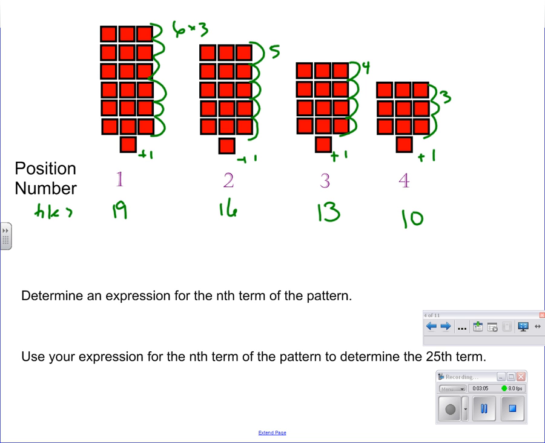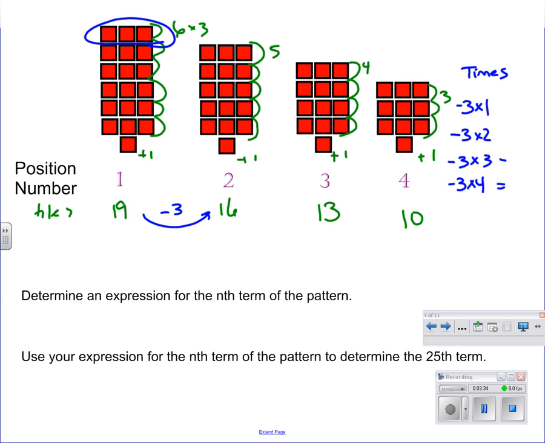Now, one of the first things he asks us to do is to determine what it's changing by. And we've already sort of alluded to that as we looked at how it's changing. The fact that this row is missing, the top row of 3 is missing every time we go on. So this is minus 3. So the instruction said that we need to write the times table for our first difference. So we do negative 3 times 1, negative 3 times 2, negative 3 times 3, and negative 3 times 4. I could continue, but I think this is enough because we have 4 showing.